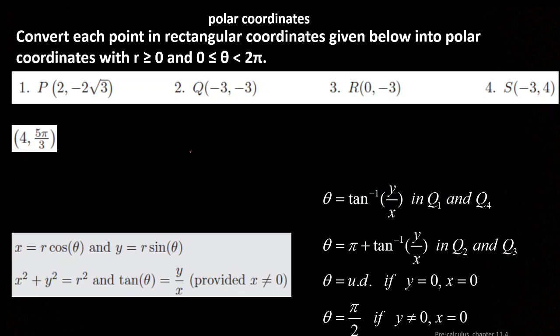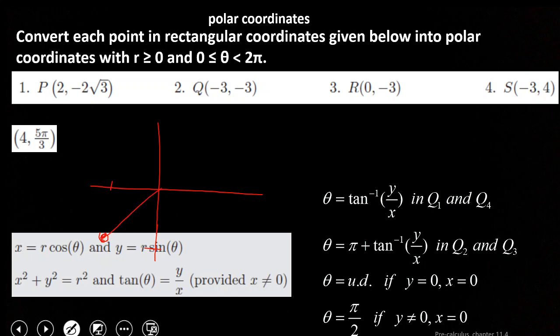Okay, and the second one? Well, the second one is, again, x is negative 3, and y is negative 3. So we have a point that is here, right? That's the point, negative 3 and negative 3. And again, what is r? r is going to be the square root of 9 plus 9, which is 18, right? The square root of 18.